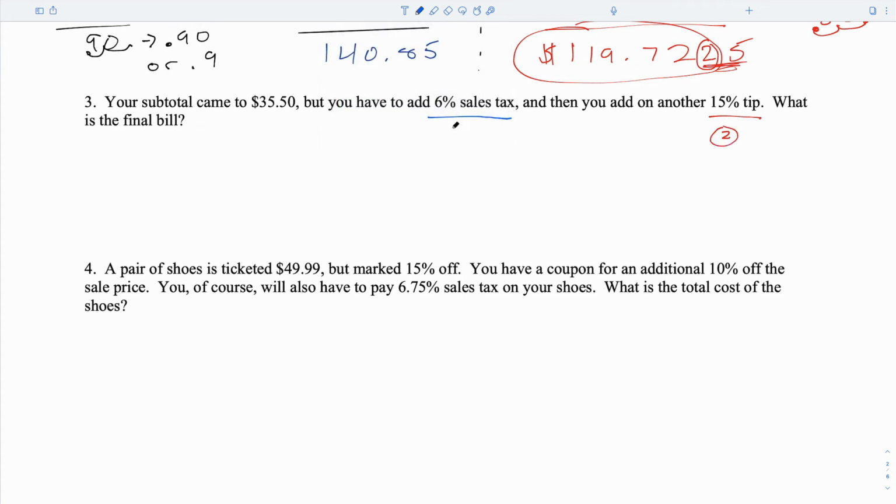Okay. First problem, is this 6% a markup or a markdown, Taylor? Markup or markdown? Okay. Add 6 to 100, you get 106. Help me make a decimal, Shiloh. Make a decimal. 1.06. Okay. Plug in 35.50 times 1.06. Camden, what'd you get?